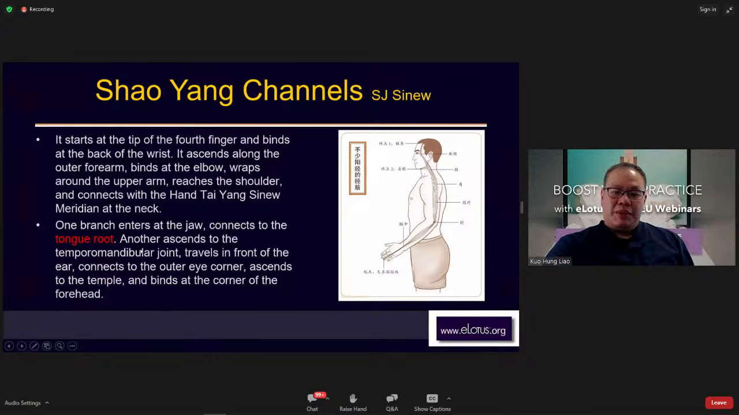Okay. And same thing goes to the temporal, behind the bone, travels in front of the ear, connects to the outer eye corner, ascending to the temporal and behind the corner of the forehead. Okay. The sinew is pretty similar to the main meridian. So same pathway, but just not described when it sprays out into the chest.